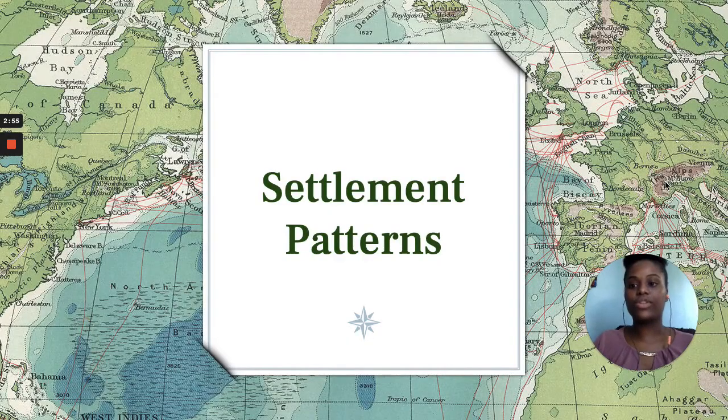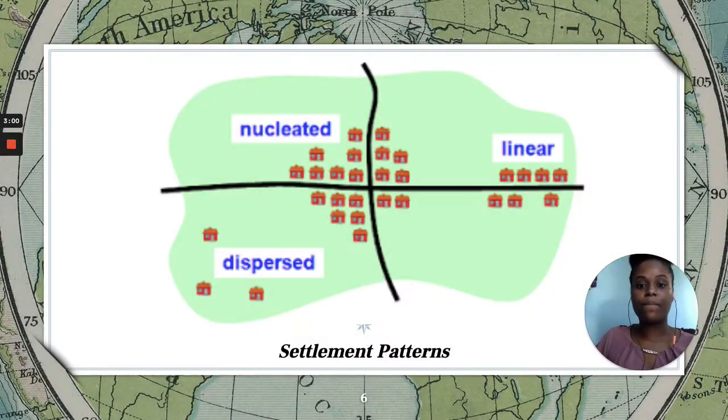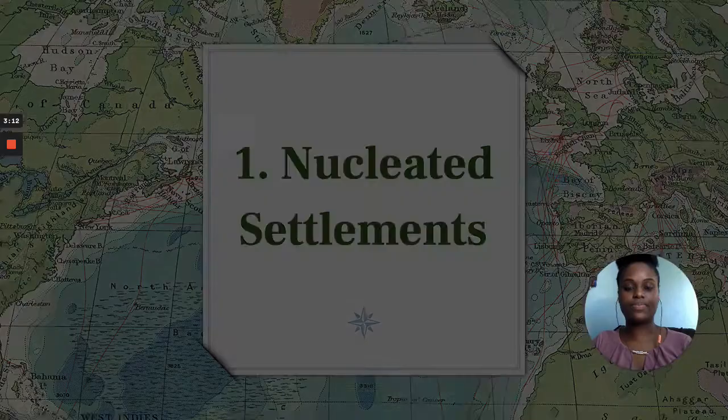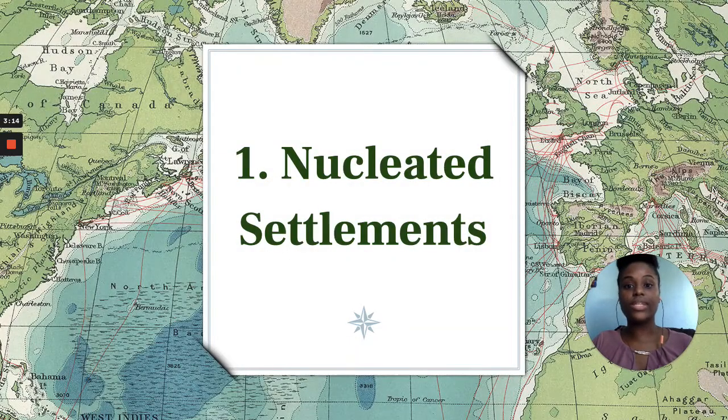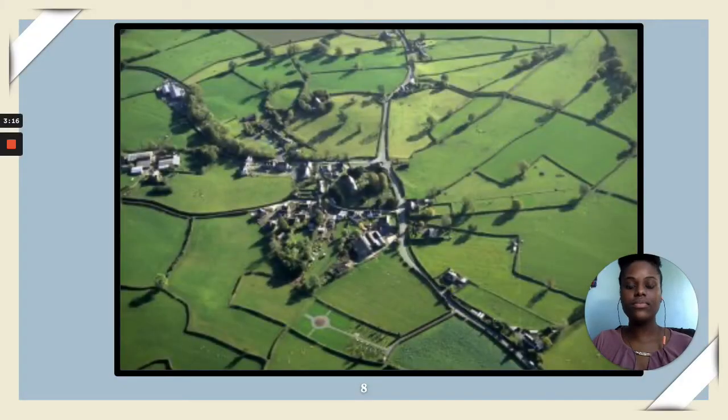So now that we've learned the types, we're going to learn about settlement patterns. And there are three main settlement patterns. The first is nucleated, linear, and then dispersed. So we're going to go through those three settlement patterns. The first is nucleated settlements. Now, here is a real life image of a nucleated settlement.